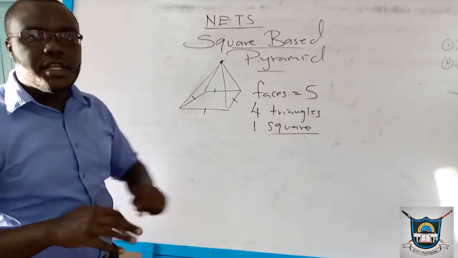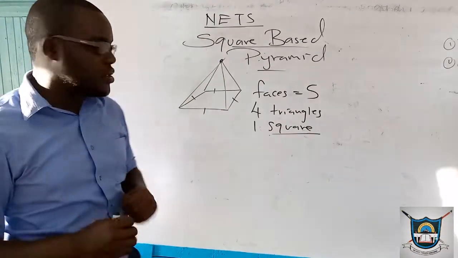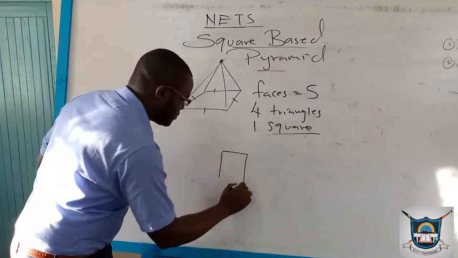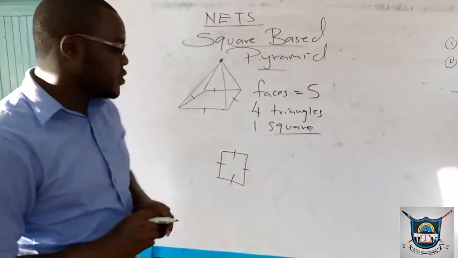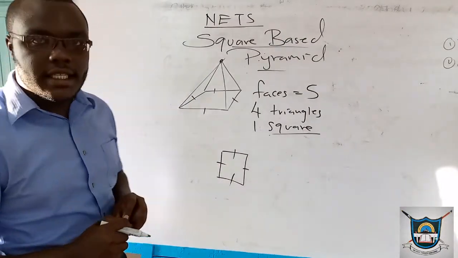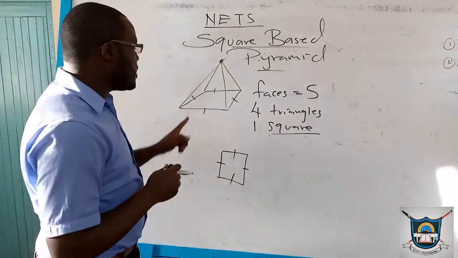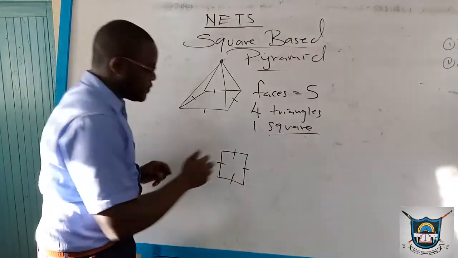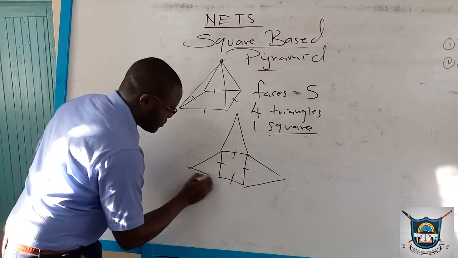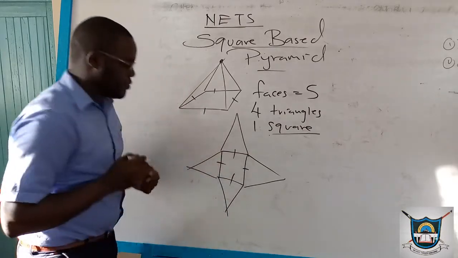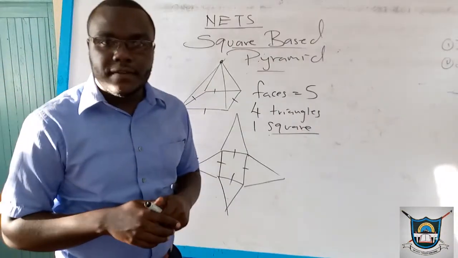Let us start with drawing the base, because from the base, that's where all the other triangles are connected. That is our square base. So I always start with the base. Next step, I now draw the 4 triangles. Remember, each is attached to the base. Having done that, I just need to transfer the measurements.